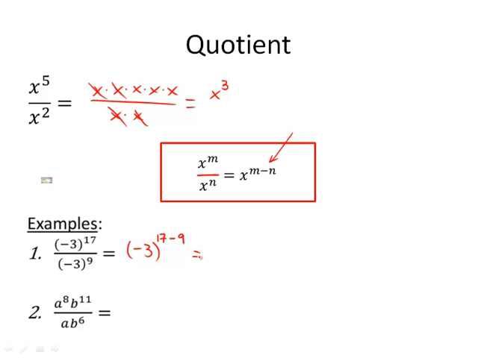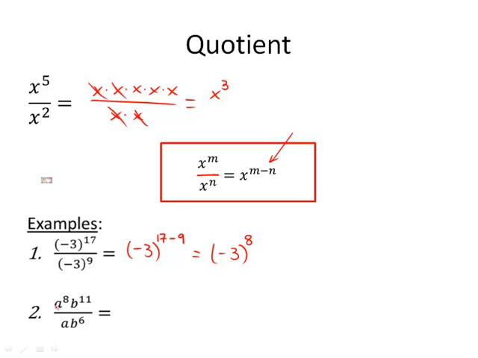And 17 minus 9 gives us 8. So we've got -3 to the power of 8. And that is the simplest form. You can leave it like that. You can evaluate if they ask you to.